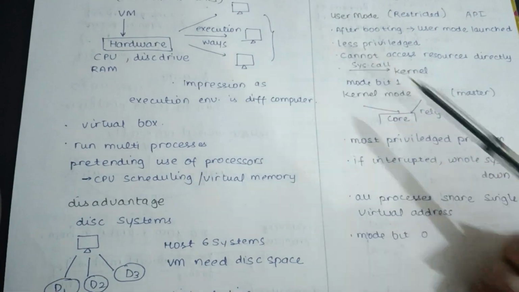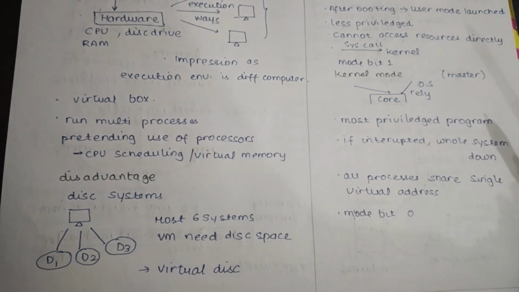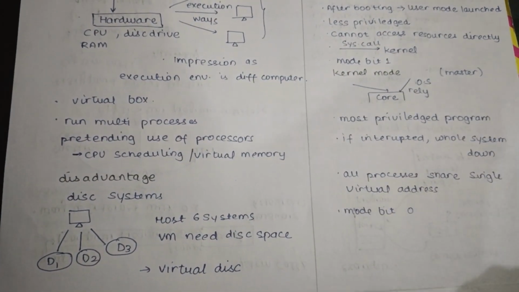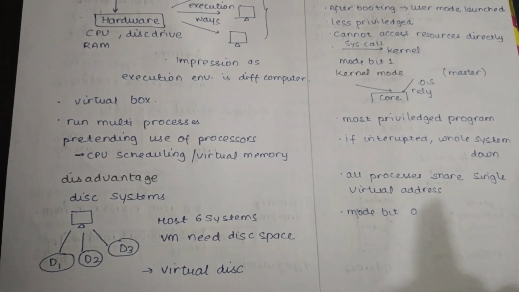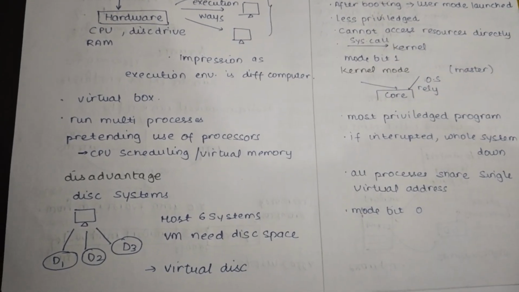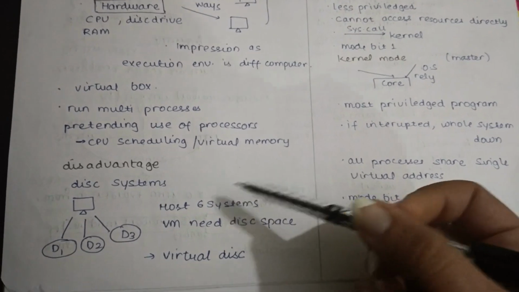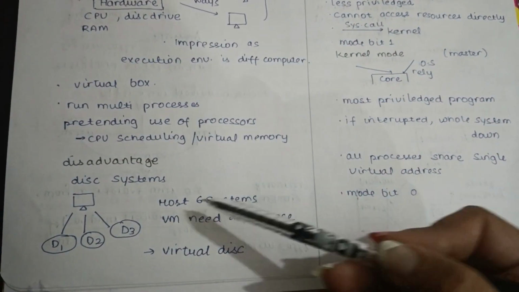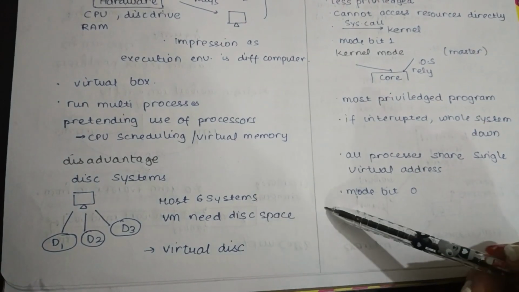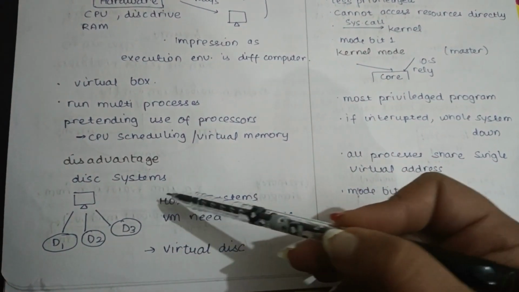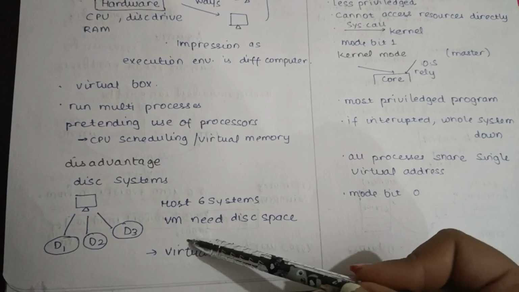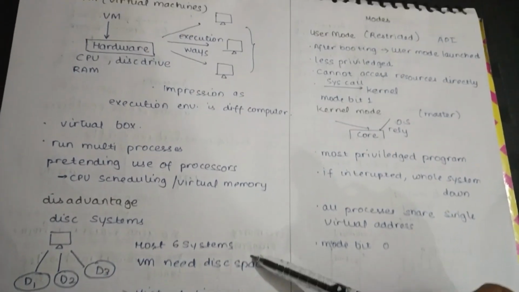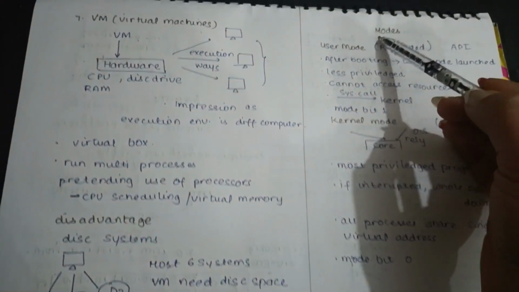So it's a virtual box, and it can run multiple processes, and it pretends to use the processors. So it also involves CPU scheduling and virtual memory. The only disadvantage is that as we have the disk systems, if the host needs disk space and VMware needs disk space, but the disk space couldn't be available to all the devices, so a virtual disk has to be used ultimately. So, clear.